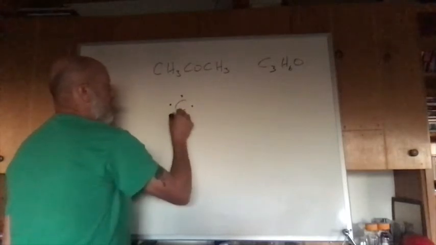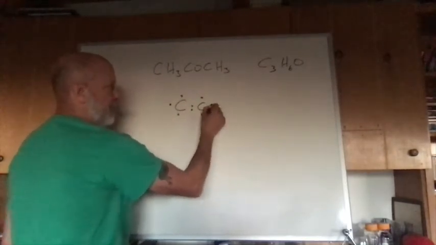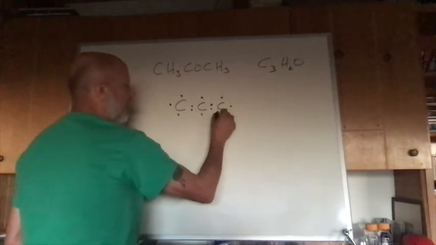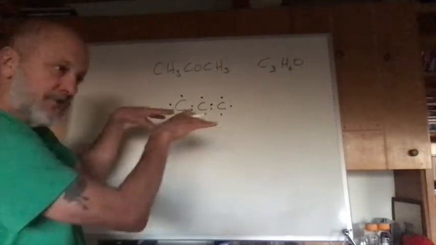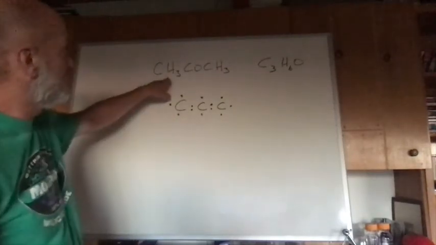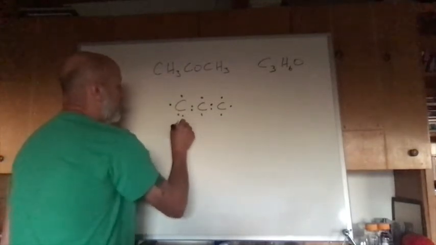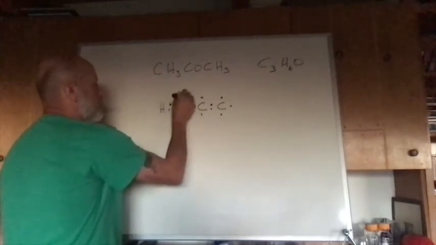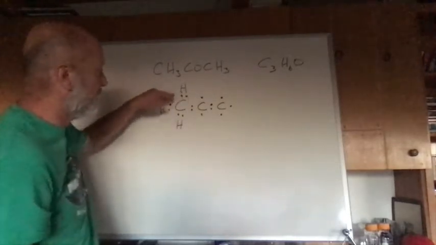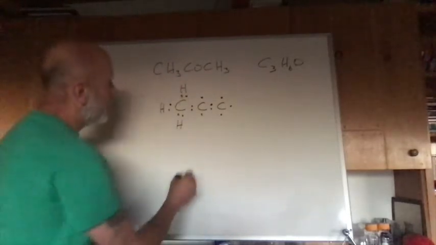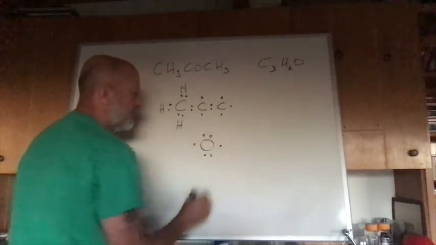1, 2, right? And then 3. So each of the 3 carbons is in a line sharing a pair. I've just taken them and snapped them together. According to this formula, 3 hydrogens are on this first carbon. So I can see this carbon's taken care of, 2, 4, 6, 8. There's an oxygen. Remember, oxygen has 6 valence electrons.